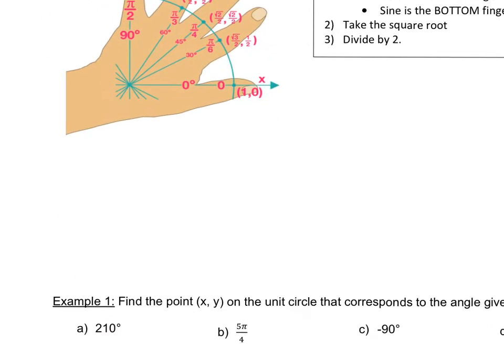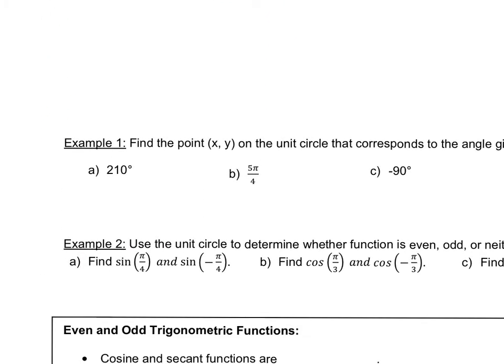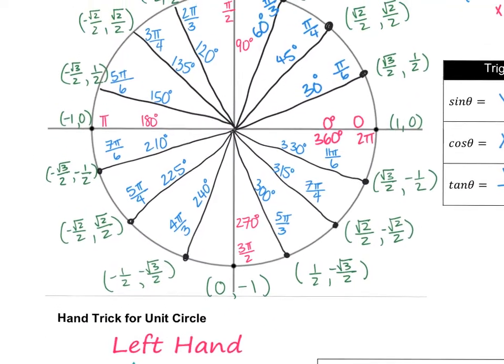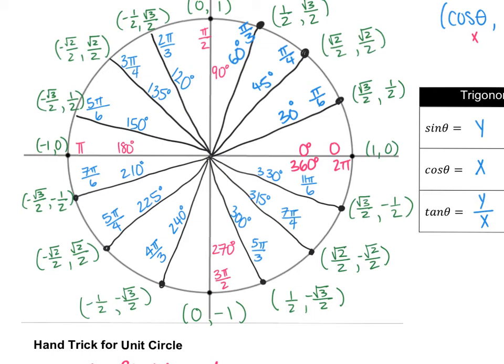So I'm going to copy and paste that here. That is my coordinate. So that's all I'm doing is writing the x and y value. For b here, this is 5 pi over 4. So I'm going to go to my unit circle at 5 pi over 4, which is 225 degrees. And this here is my coordinate.